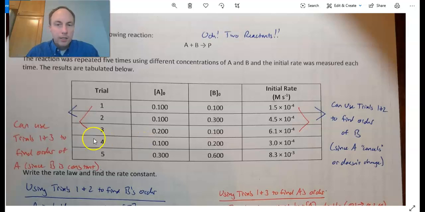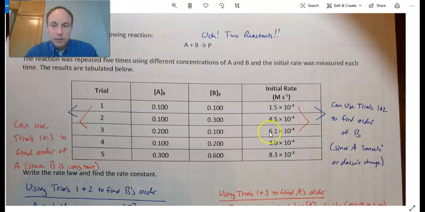Okay? Let's see, so I have a lot going on here. Let me go over here to the blue. So in trials 1 and 2, we kept A the same and we tripled the amount of B. So this is a good pair of trials to figure out what effect B has on the rate.